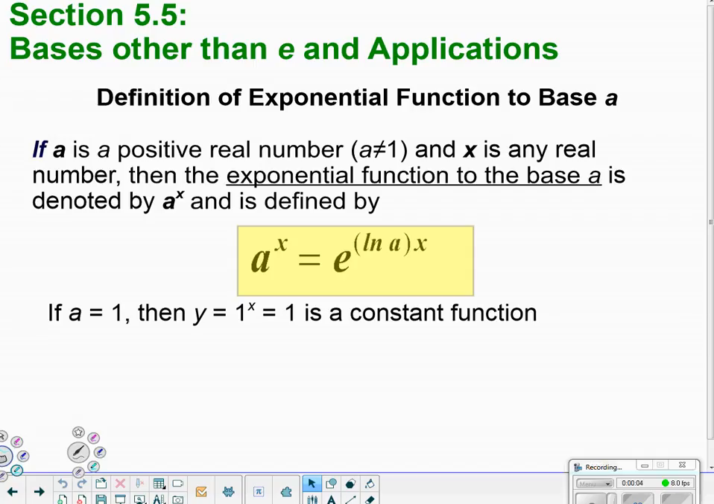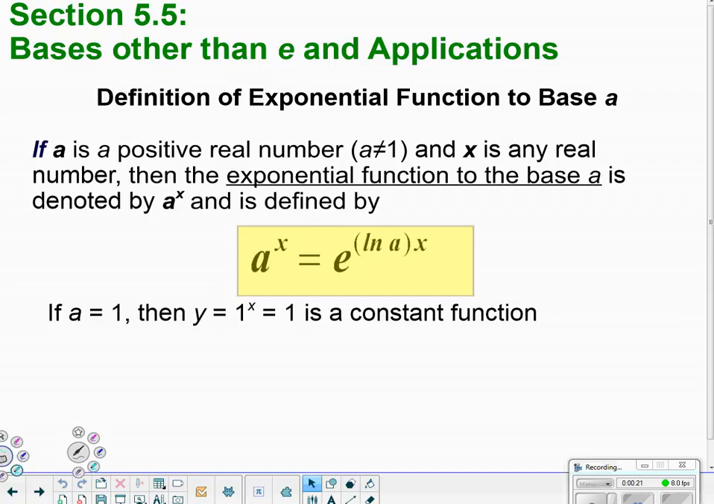Working our way through chapter 5 here. This is section 5.5. We're going to look at derivatives of bases other than e. And we'll do a little bit of review of just what the derivative of e to the u was, and then we'll talk about what if that base got changed.